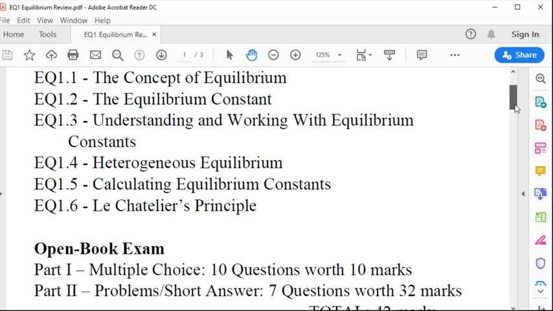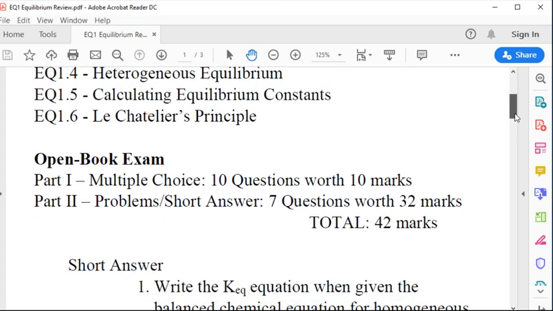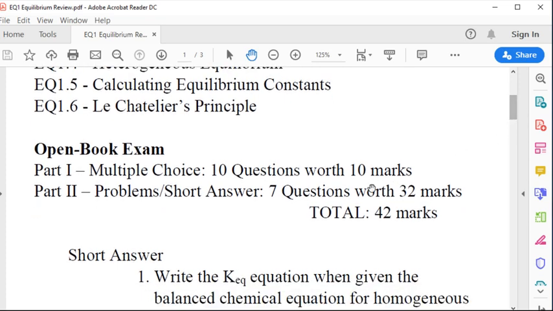All right. So the format will be very similar to what we are used to. Multiple choice, 10 questions worth 10 marks, and then kind of problems / short answers, 7 questions worth 32 marks, giving a grand total of 42.